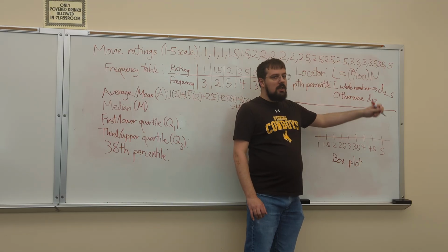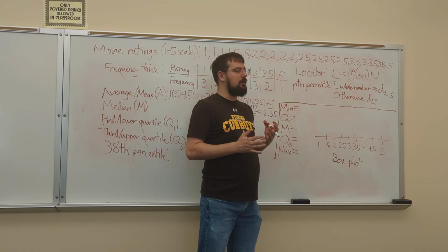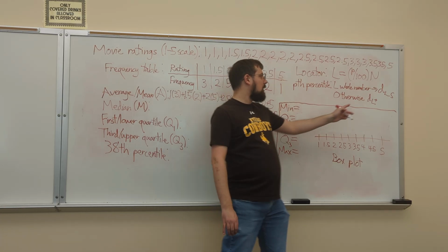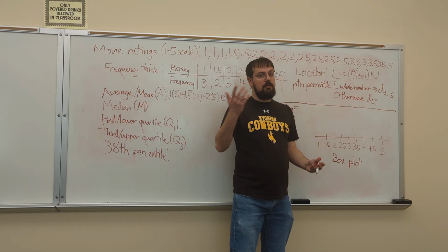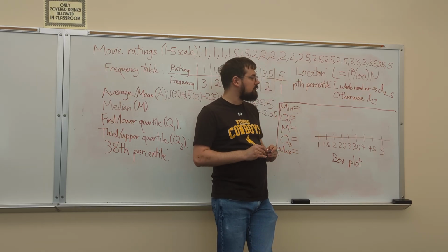L+ is basically just our locator rounded up. So let's say we ended up with a locator of 3.2, then L+ would be 3.2 rounded up, so 4, so we would go with the fourth data point in our set.